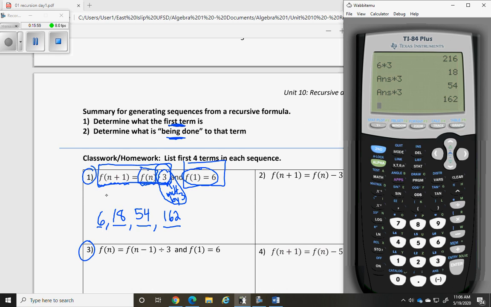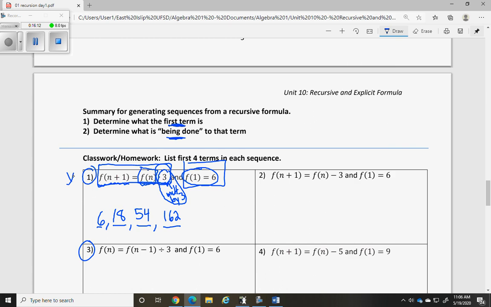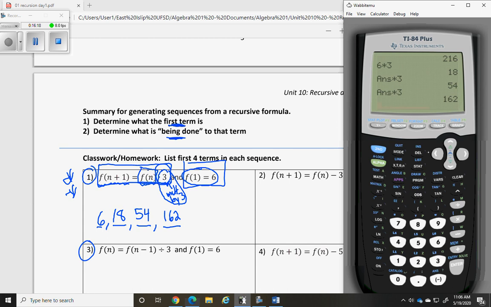It's actually not the best form of an equation. We like explicit formula better, which is what we did in the past, because I could find any term number. When this is defined recursively, like number 1, if I asked you what's the 100th term, you would have to keep on doing this process 100 times. Okay, you can't get to it quickly. You have to go through it 100 times to get to that 100th term.